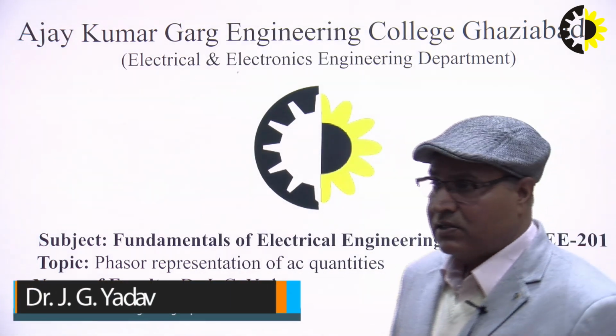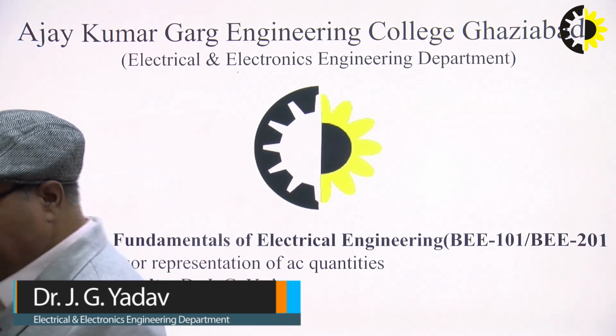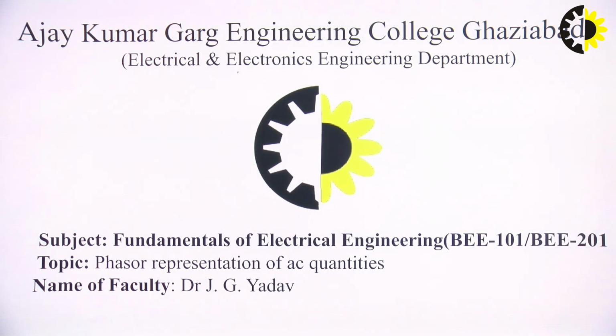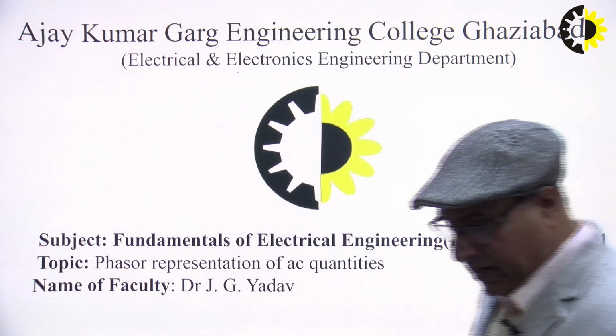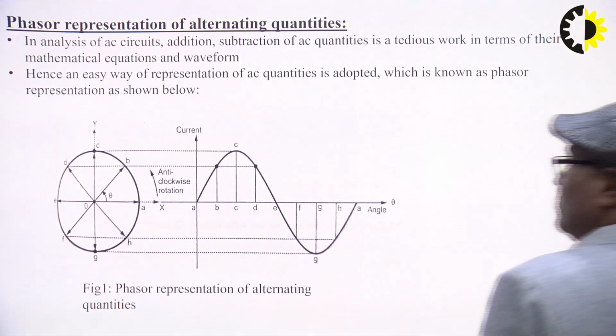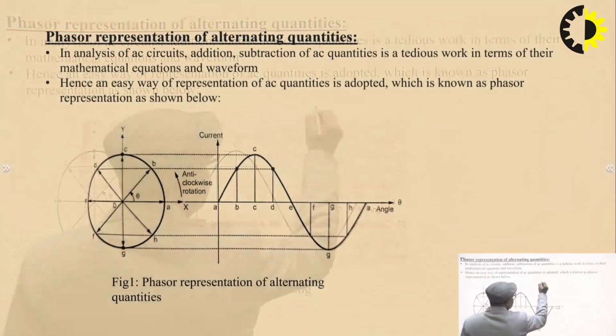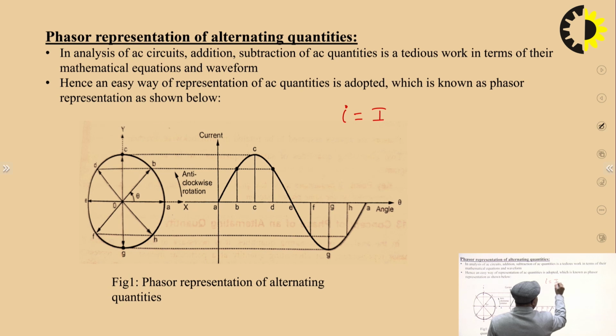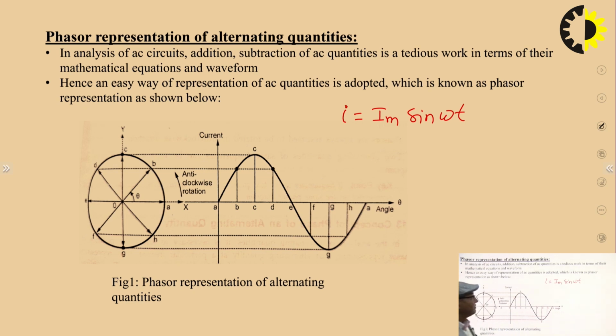Today we will discuss the phasor representation of alternating quantities. We know that alternating quantities are sinusoidal. Suppose the AC quantity is current, then its mathematical equation is i = Im sin ωt. This is the mathematical representation of an alternating quantity.